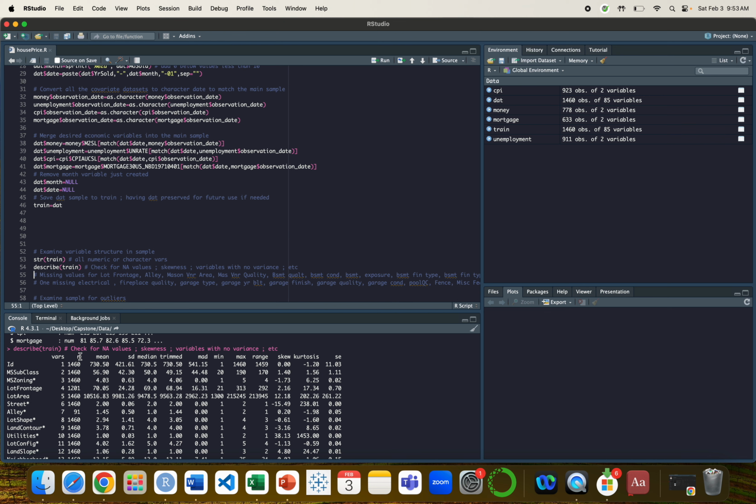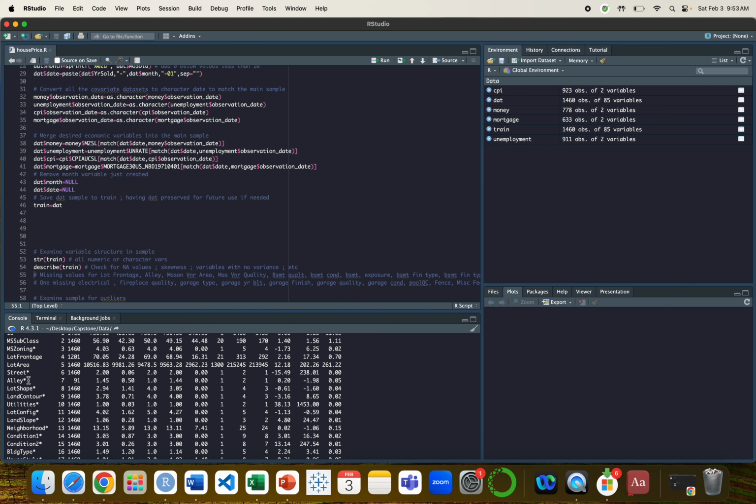We have N, so the number. So alley right here, we can see we don't have a large number of houses that have this alley variable. So this is exactly what I was talking about, filling in missing values. We would never do it with the mean. In this case, we really couldn't because it's an alley. It's a dummy variable. It's either they have an alley or they don't have an alley.